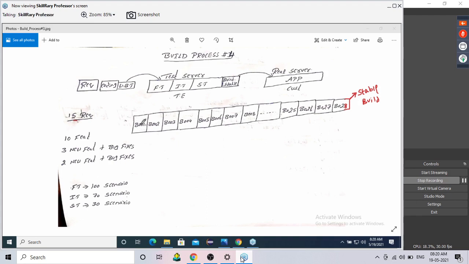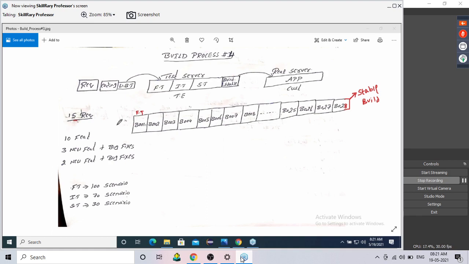Correct. That answer is very simple. On B001, I will only do functional testing on all the 10 features that are created by the developer. Let me tell the rule once again. Until FT is completed on all the modules, we cannot start integration testing. Until integration testing is completed on necessary modules, we cannot start system testing. Remember this dialogue.